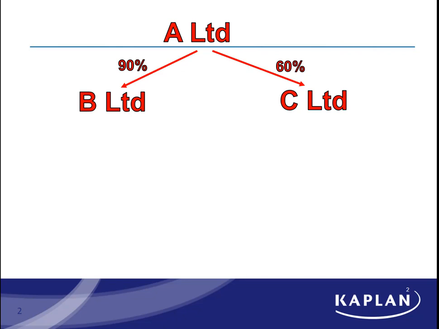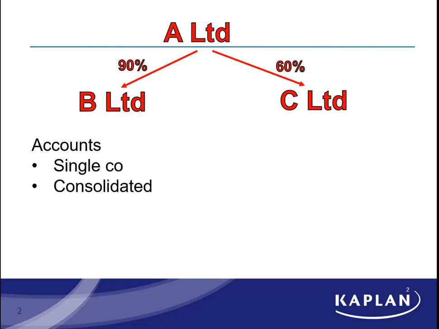Now, from an accounting point of view, you hopefully are aware of the fact that each company individually would have to produce their own set of accounts. A, B and C are completely separate legal entities, and they would each prepare their accounts. However, because A controls B and C, they would also have to produce consolidated accounts, which basically treat the three companies as a single entity.